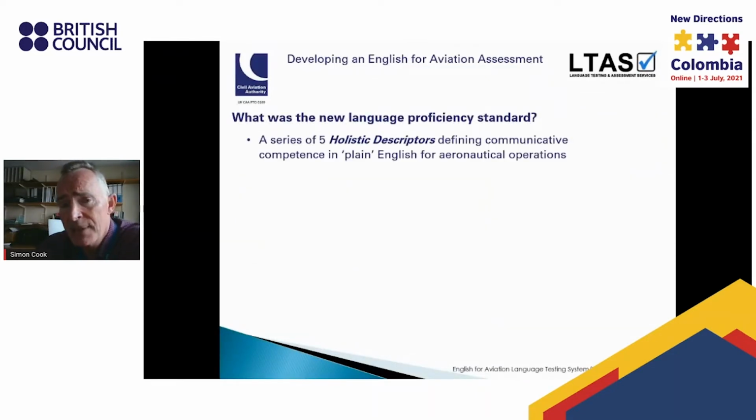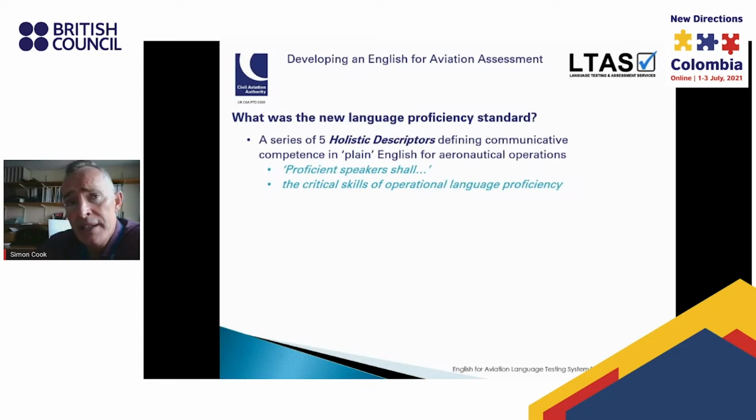was a series of 5 holistic descriptors, so 5 descriptors of general language proficiency that defined what ICAO thought was communicative competence in plain English for aeronautical operations. Each of the descriptors began with "proficient speakers shall," and then across the 5 descriptors, ICAO really hammered out what were the critical skills of operational language proficiency.